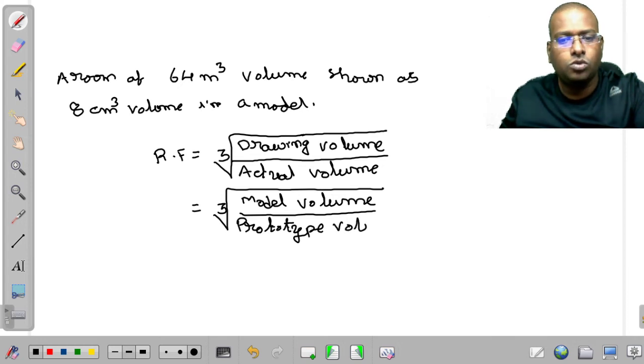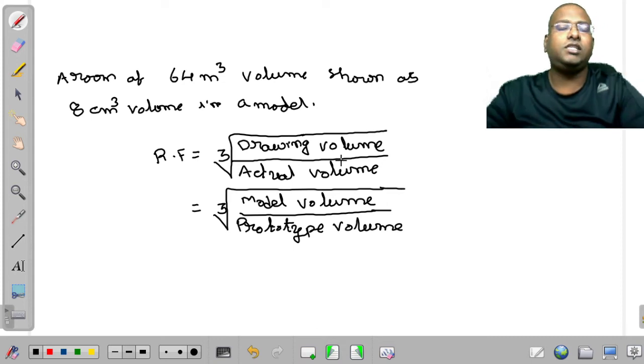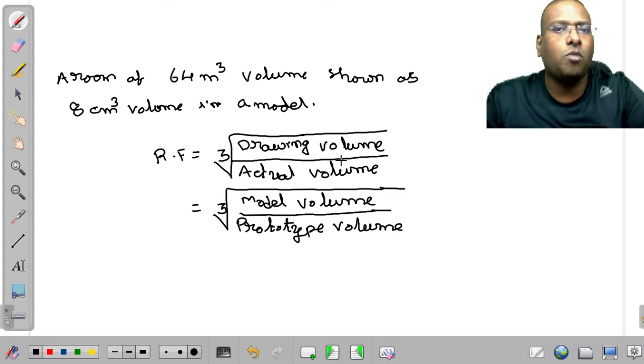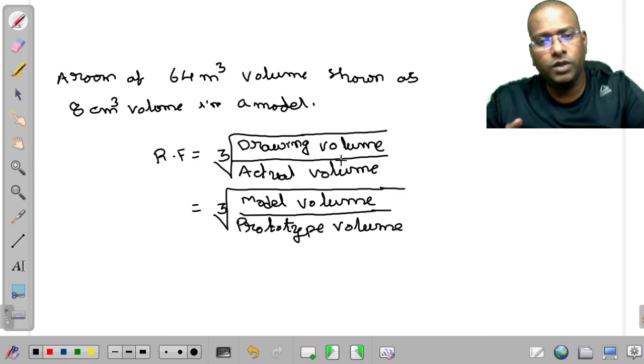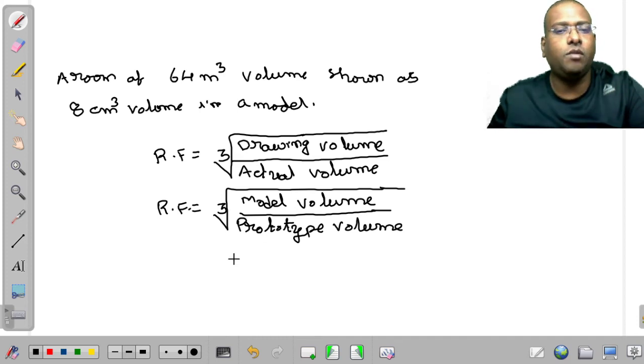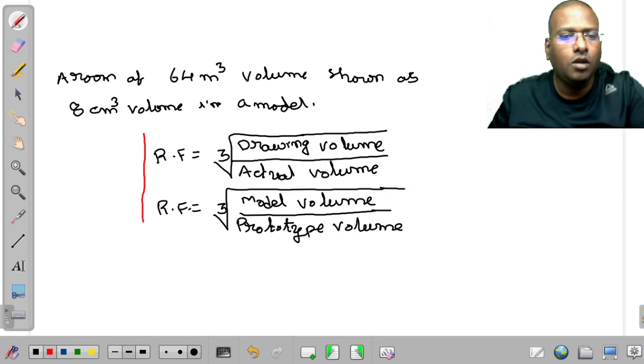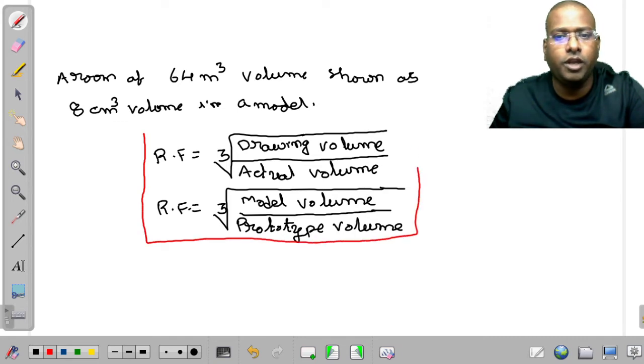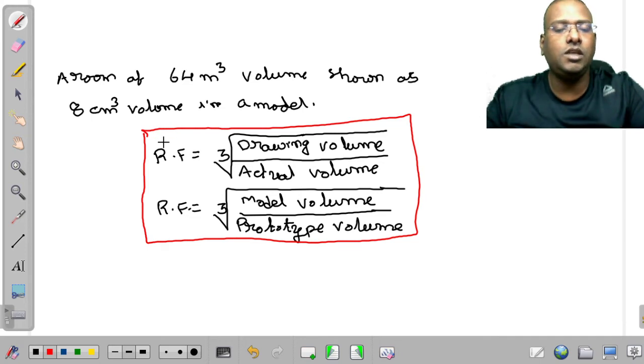So in the first year stage, this particular subject is there. At that stage, the people are not familiar with model and prototype. That's why in the majority of textbooks, they represent it as drawing volume divided by actual volume. So there is not much difference between these two. But strictly speaking, it is represented as model volume divided by prototype volume.